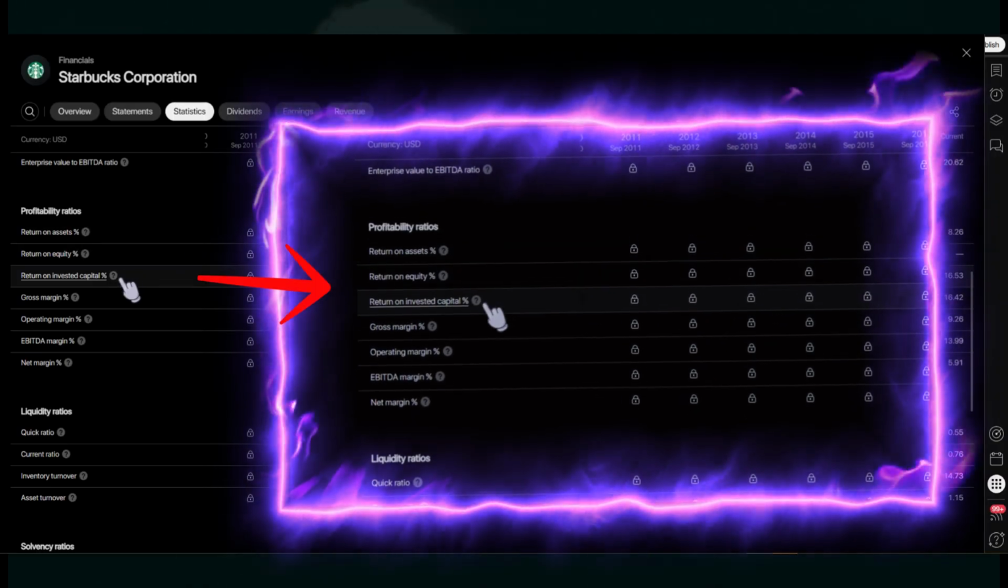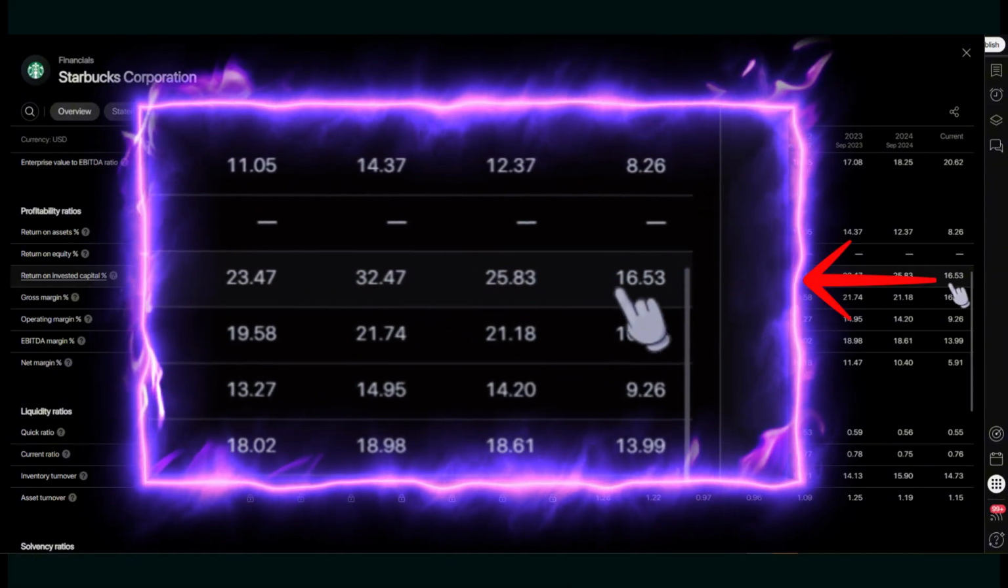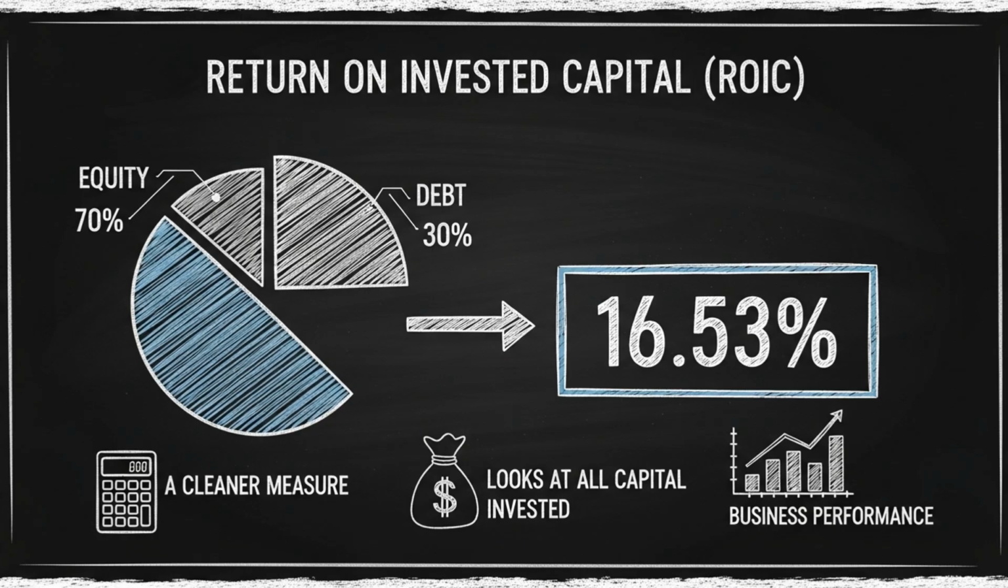Return on invested capital is 16.53%. This is a cleaner measure because it looks at all the capital invested in the business, both equity and debt. 16% is solid. It means Starbucks is generating strong returns on the money that's been put into it.